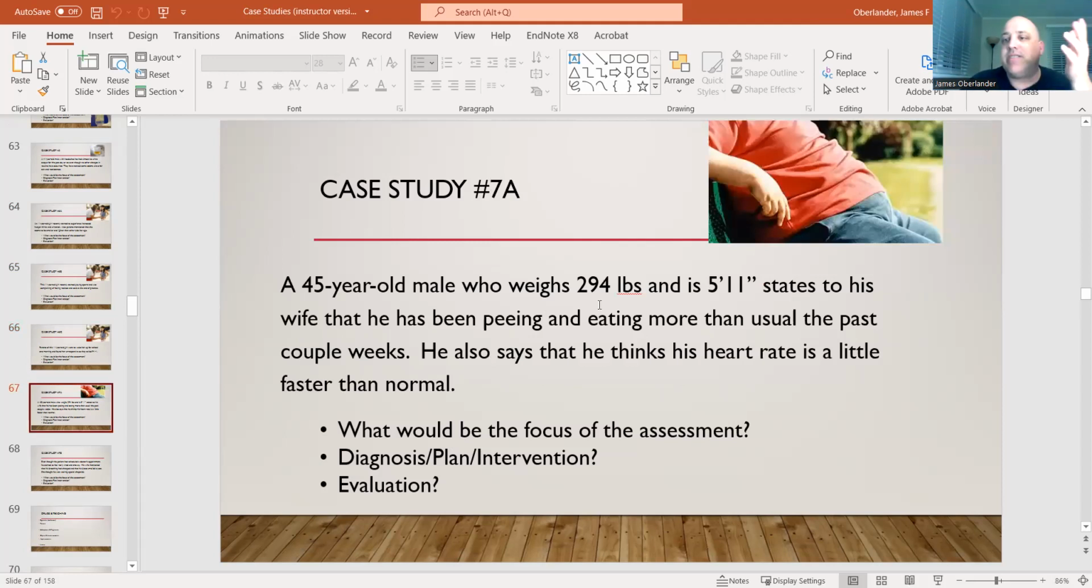All right. This one's a type 2 diabetic. They're obese. They're short. They're peeing a lot. They're eating more. Heart rate's a little faster. Why is their heart rate faster? Why are they tachycardic?